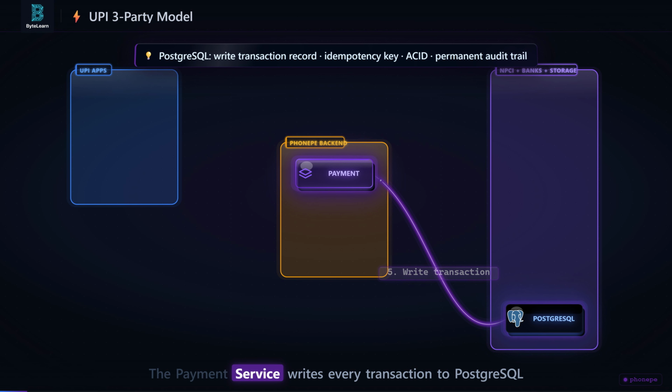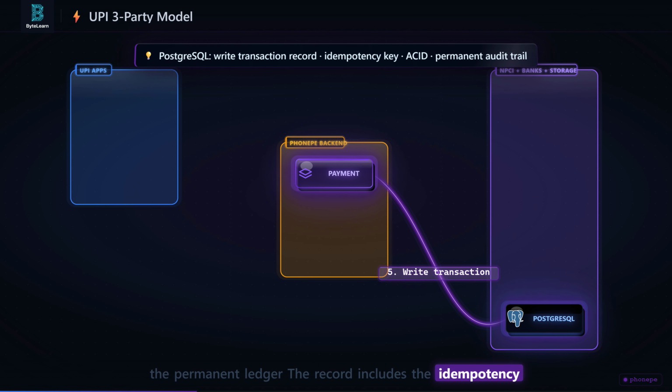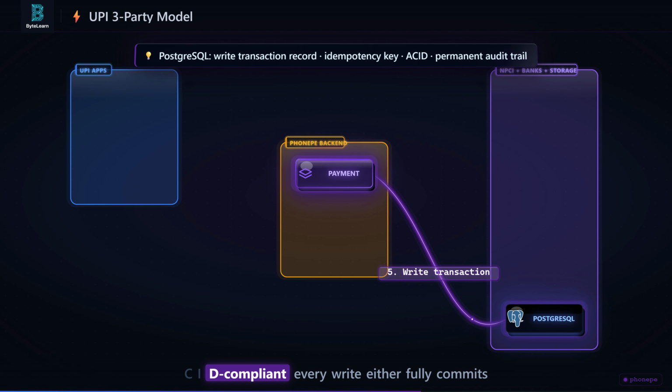The payment service writes every transaction to PostgreSQL, the permanent ledger. The record includes the idempotency key, payer VPA, payee, amount, status, and timestamp. PostgreSQL is ACID compliant. Every write either fully commits or fully rolls back. No partial records. This is the audit trail that regulators require.